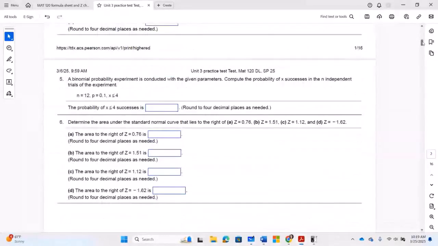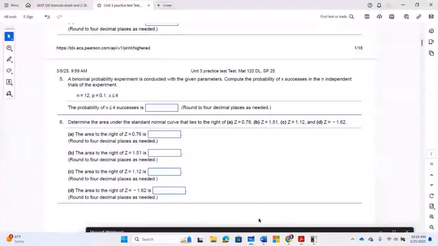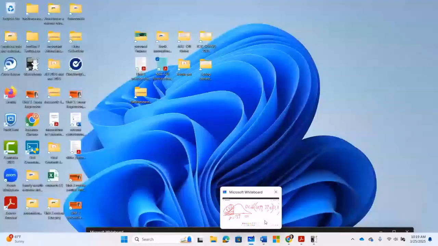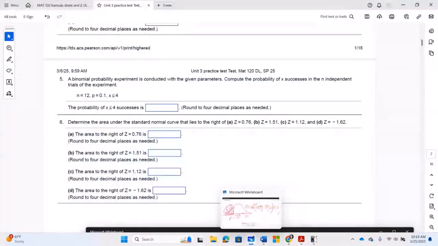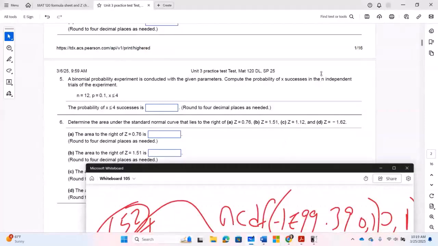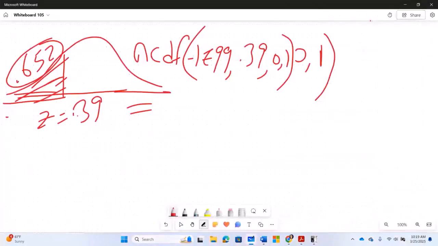We did binomial probability distribution. We did discrete probability distribution. We did normal probability distribution, and we also did the central limit theorem. So we want to make sure we touch all of them. Question number 5 is actually talking about, I mean, binomial probability distribution. So let's go to question number 5.